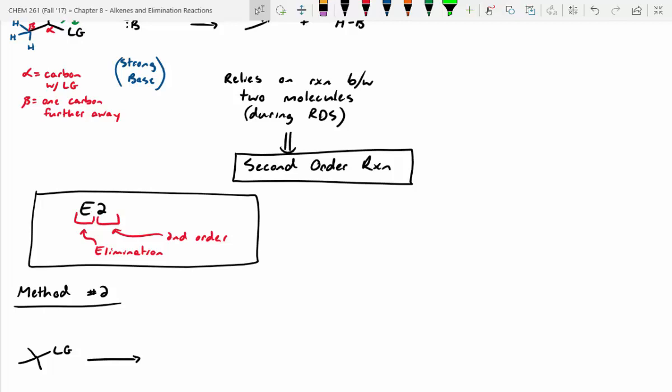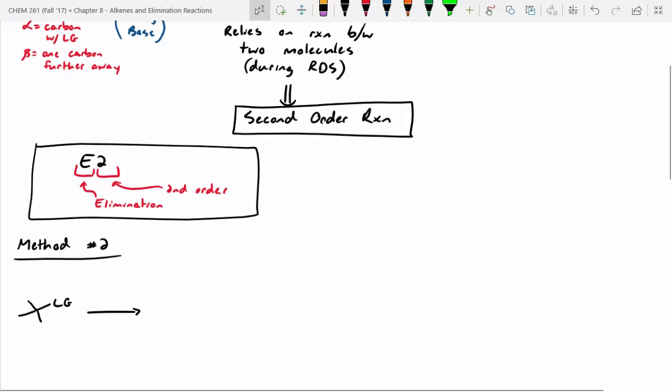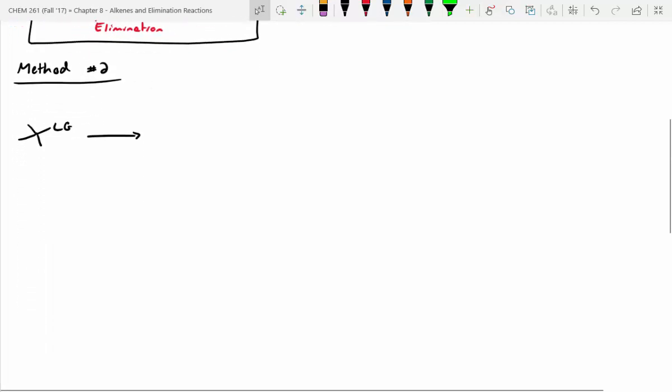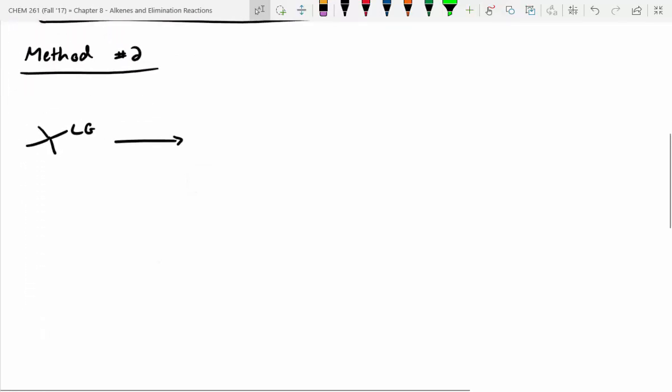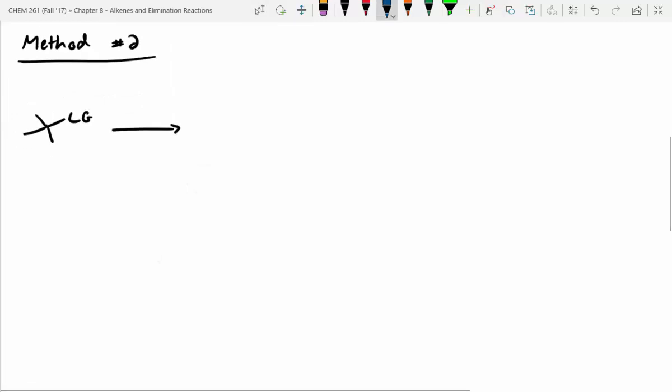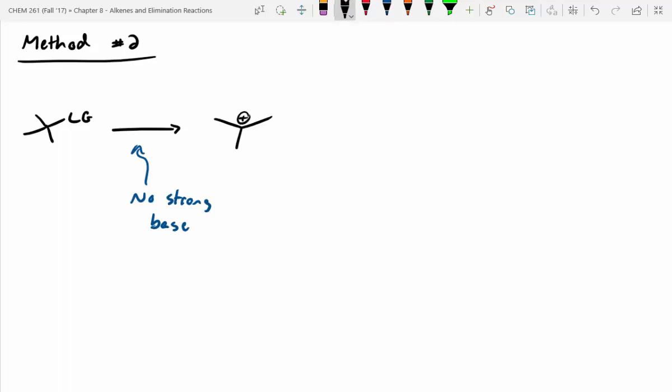Yeah, a leaving group can pop off by itself. Why can it do that in this case? Yeah, it would give you a tertiary carbocation, right? So the second method is really similar to SN1 chemistry. So let's make a note here. No strong base. That means the leaving group can fall off. This gives you a relatively stable carbocation.